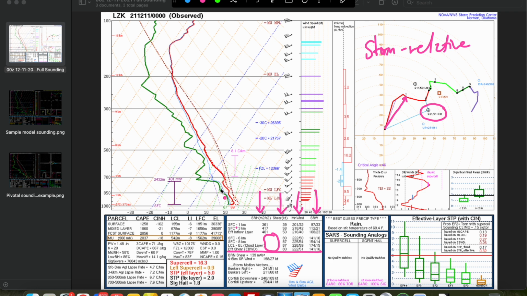And as far as what's useful and what's not, we'll definitely talk about storm relative helicity and bulk shear here within these certain layers. Those are going to be your most important quantities, as they're going to discriminate between tornadic and non-tornadic supercells, and supercell and non-supercell thunderstorms.